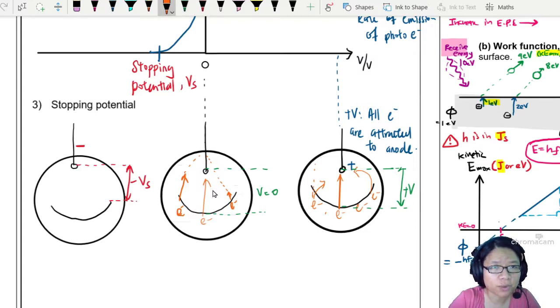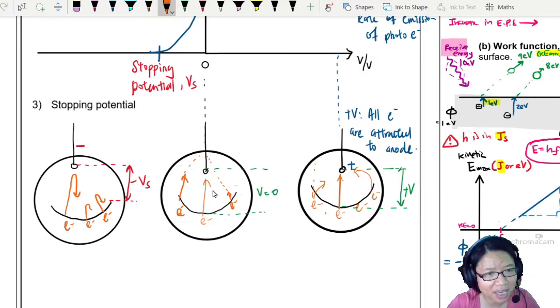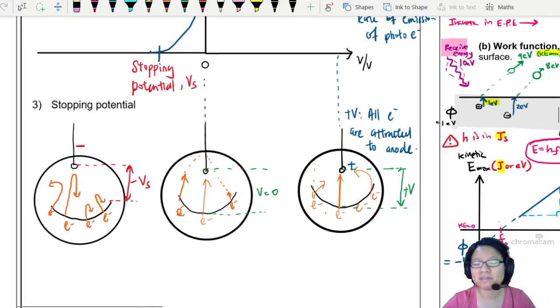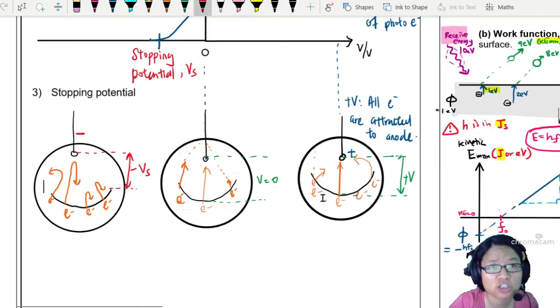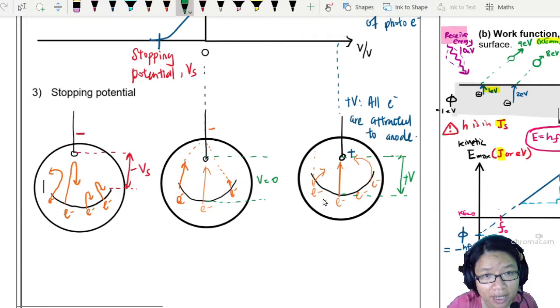So if this is negative, what this means for the electron, for the most energetic one, is that I want to come here, almost, bye-bye. For the least energetic one, no, I can't. Sometimes the electron can even be like, I'm headed, nah, bye-bye. So this negatively charged anode kind of stops all the electrons from arriving. So this is Vs.